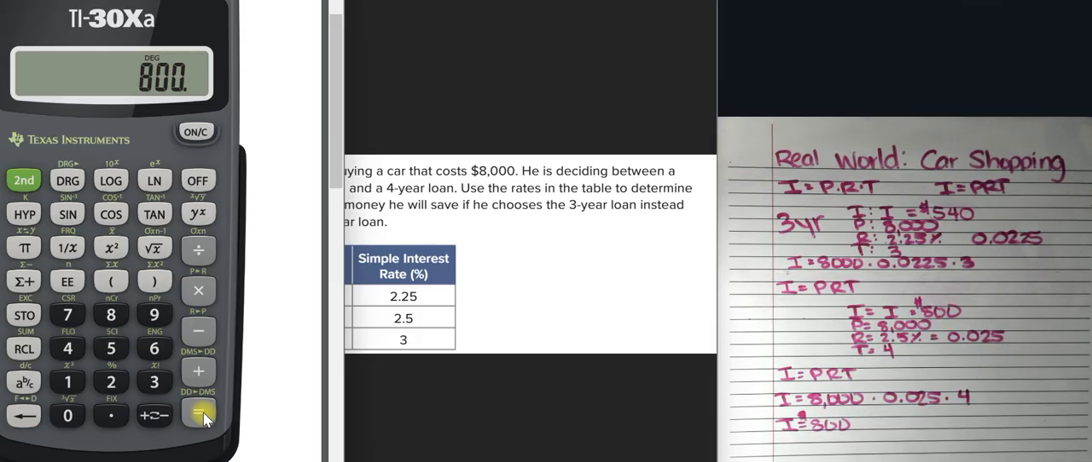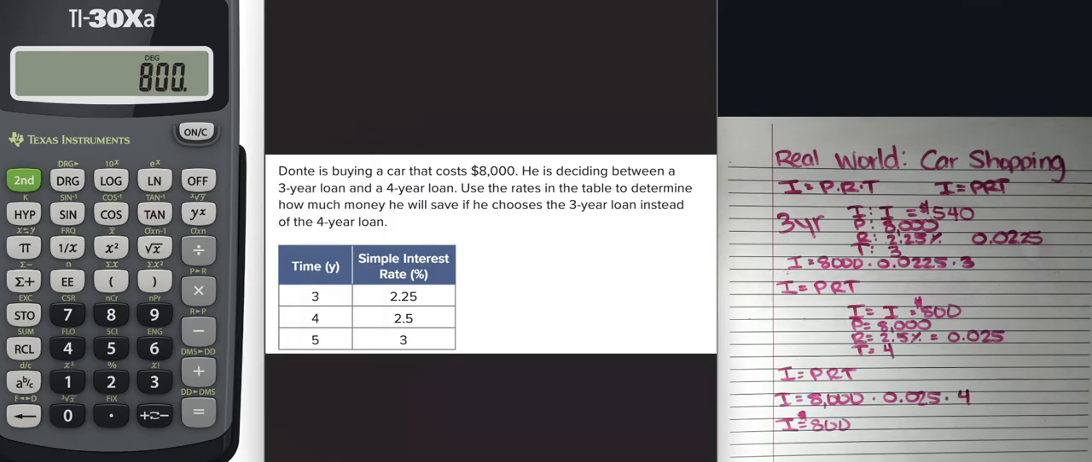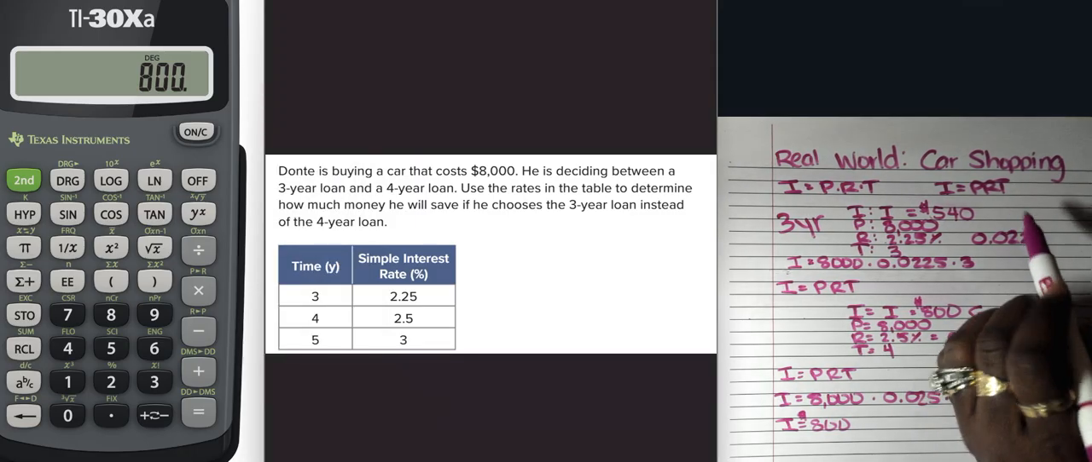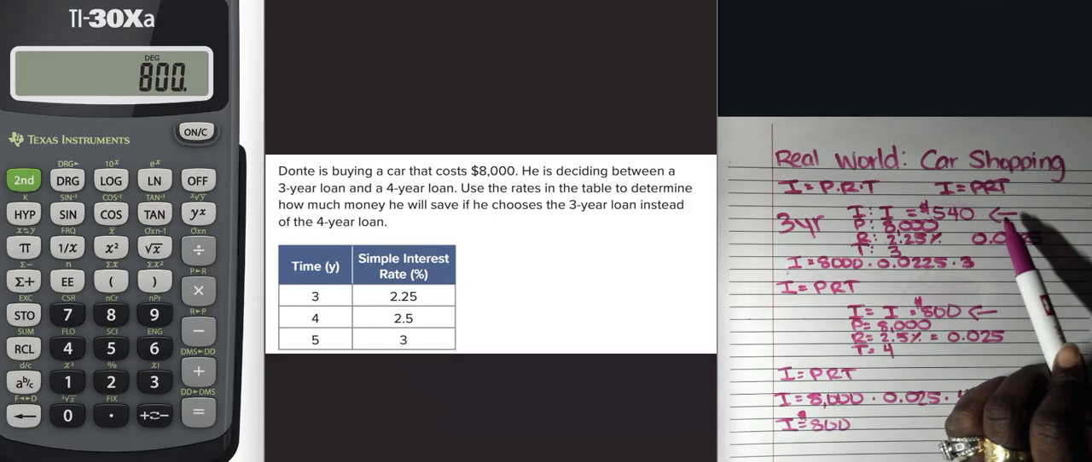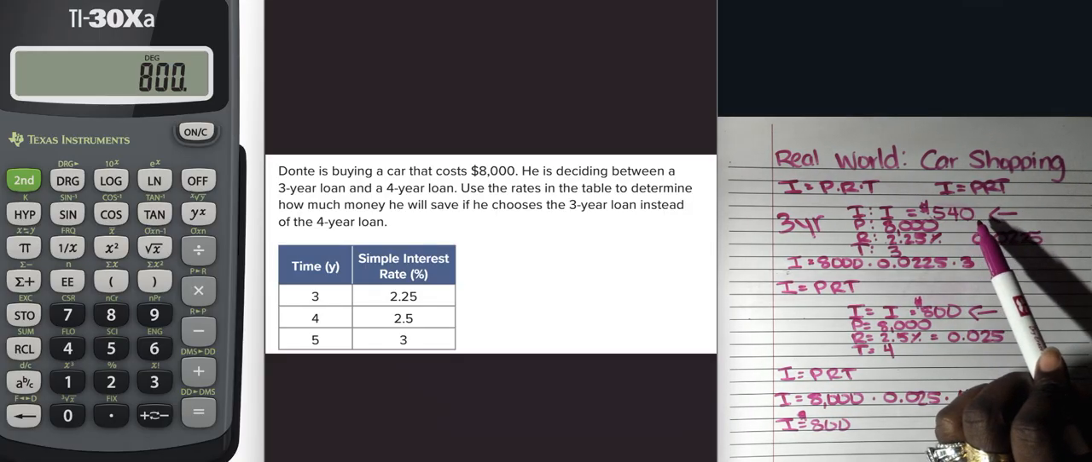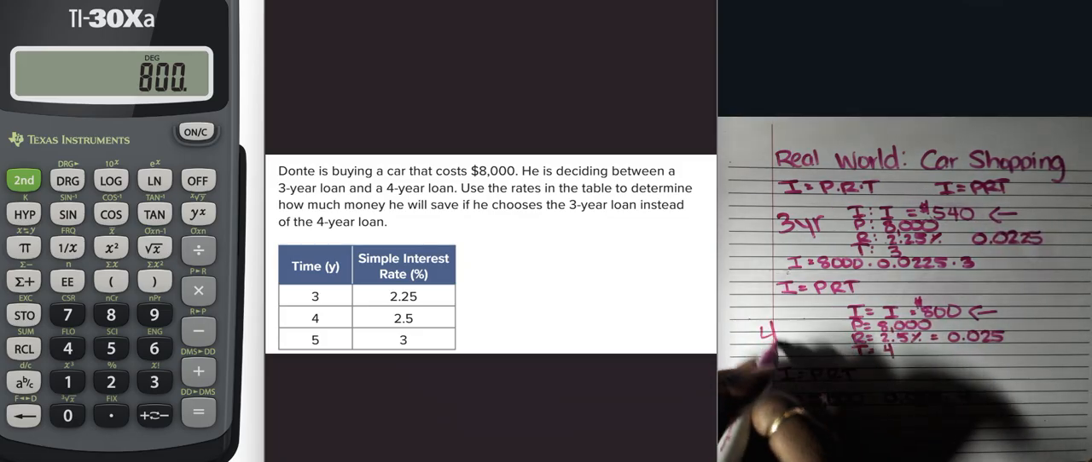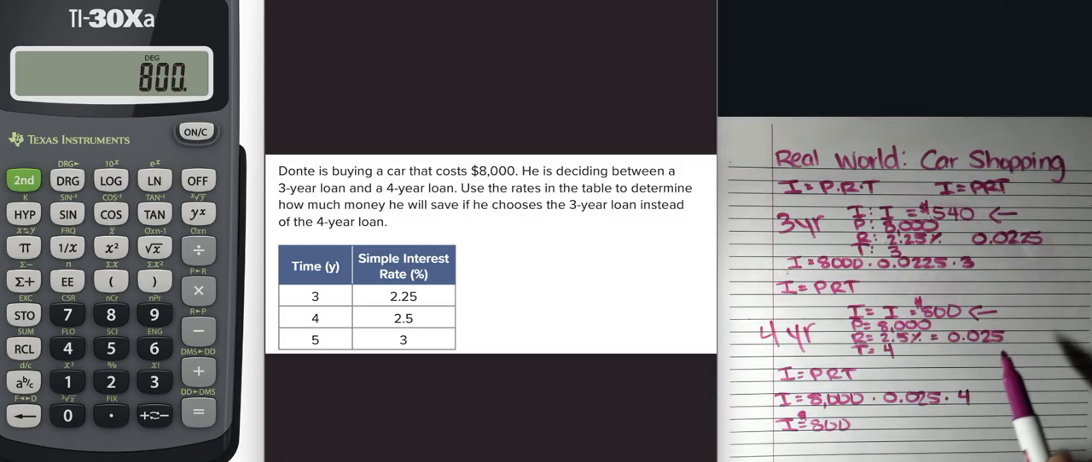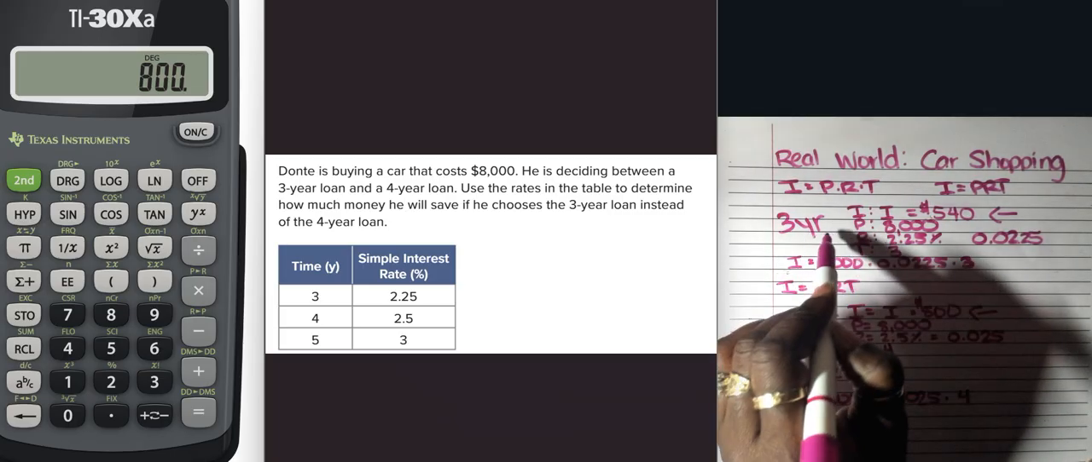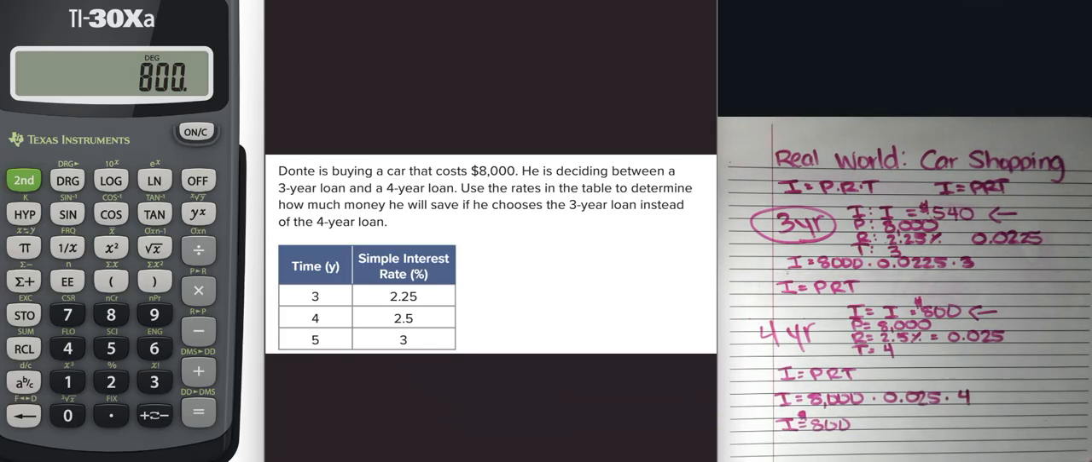All right, so which one is going to be a better deal for him? If we look at it, you obviously want to pay less interest. So in this scenario, the 3-year loan, he'll pay $540 extra in interest. Whereas in the 4-year plan, he would owe $800 in interest. So then obviously our one that's going to be a better deal is going to be the 3-year.